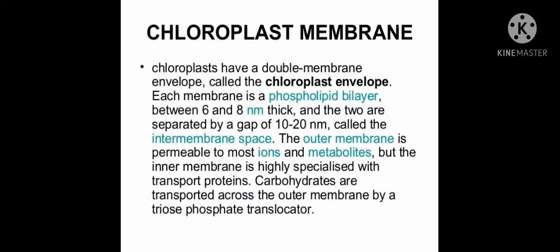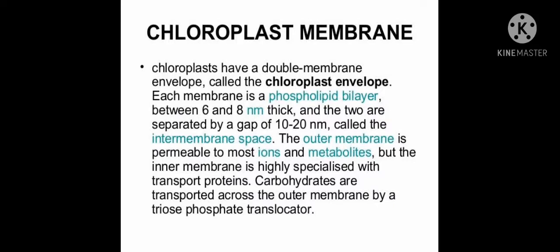Now see about the chloroplast membrane. The chloroplast has a double membrane envelope. Envelope means what? A covering. That is the membrane called the chloroplast envelope. Each membrane is a phospholipid bilayer. The layer is made up of what? Phospholipid, and is between 6 and 8 nm thick, and the two are separated by a gap of 10 to 20 nm.